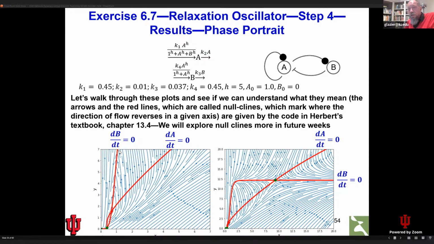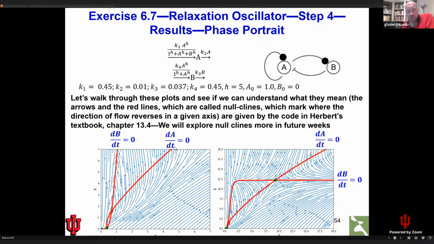So if I look at the null line on the left, you'll notice that the flow is horizontal wherever it crosses the left red line. And so the flow goes from increasing value of y to decreasing value of y. And here y represents B. So this is where dB/dt is 0. The flow is horizontal. The second one, the one on the right, represents the places where the flow is vertical, where dA/dt is 0.